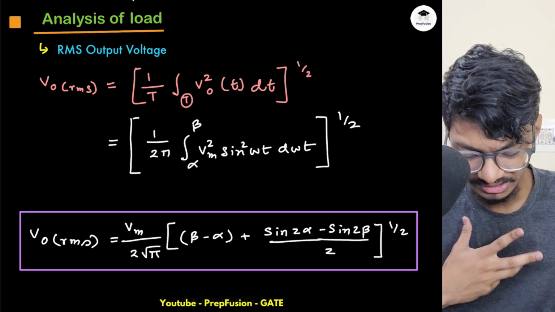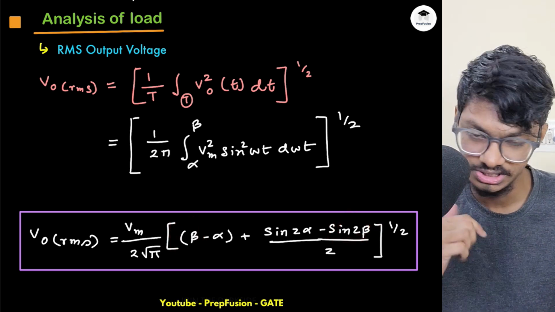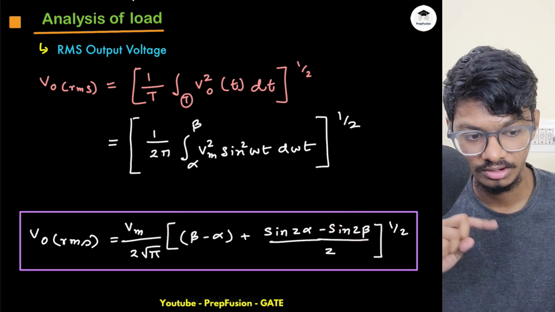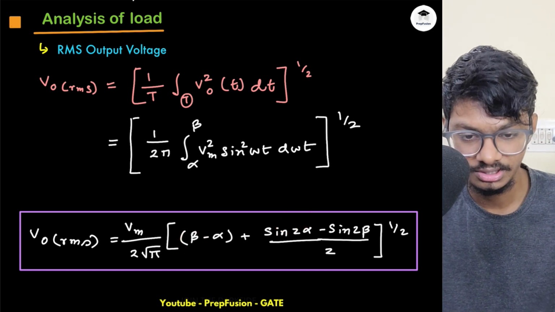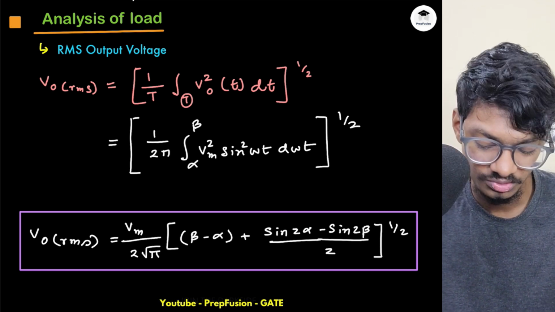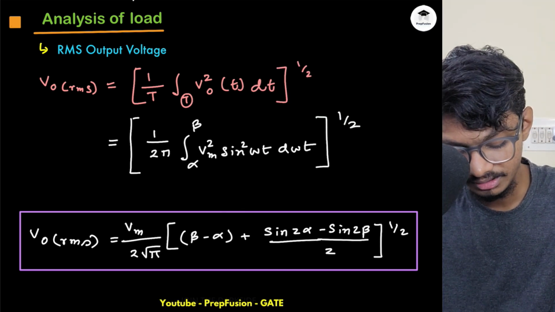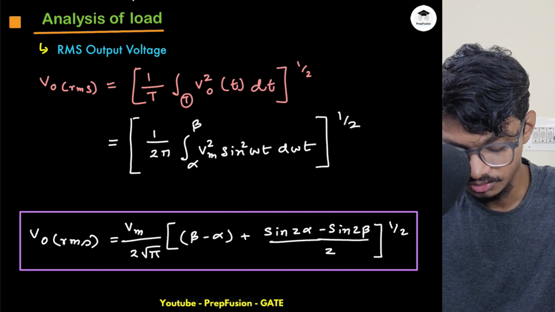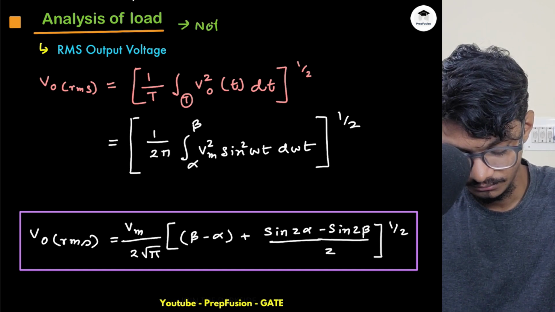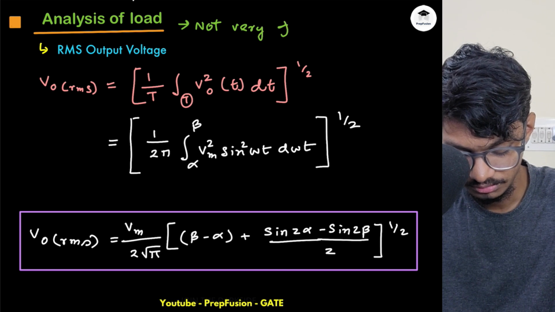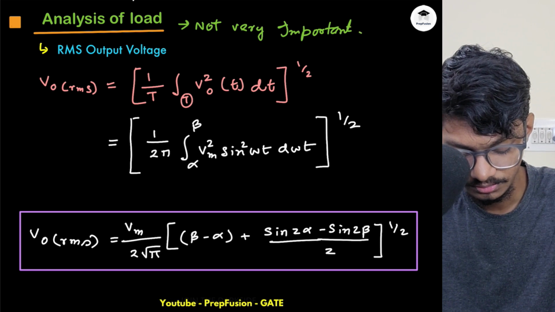But I will say that you don't need to remember it, but if you want to, you can, because if you replace beta with pi, this will be the formula in the first case. So if you replace beta with pi, you will get the formula as such. No need to remember this too much, because this may not be that important. If you want to remember, you can, but this is low priority, not very important, because obviously they don't ask RMS voltages in questions.